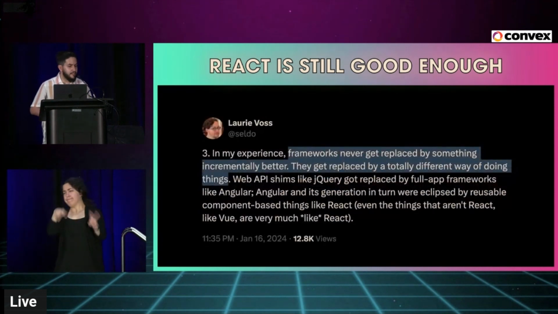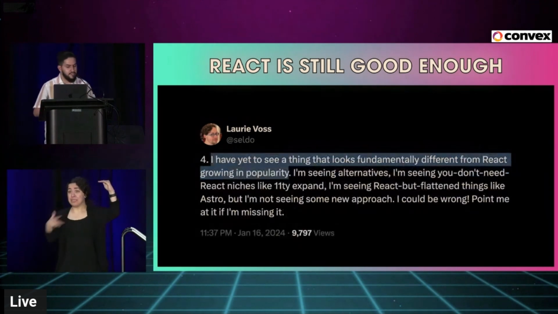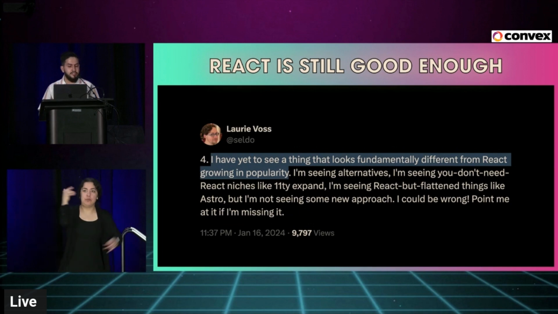And I connect this with what Laurie said, he's one of the founders of NPM, and he raised that. In my experience, frameworks never get replaced by something that's incrementally better. They get replaced by a totally different way of doing things. And he continues, I have yet to see a thing that looks fundamentally different from React growing in popularity.